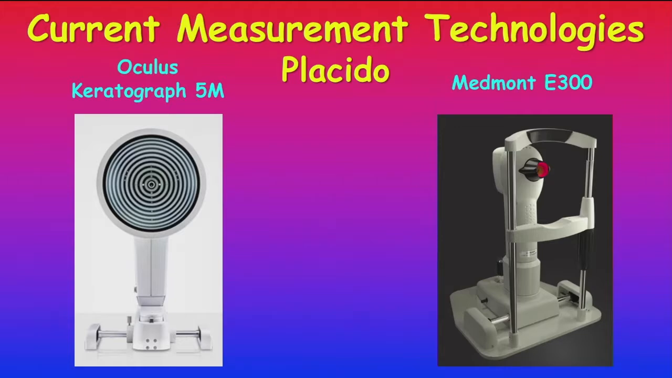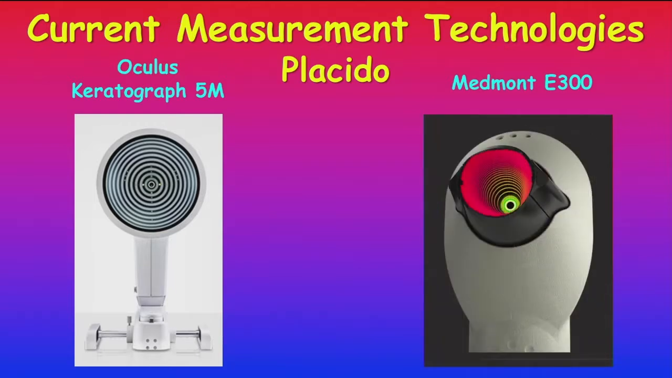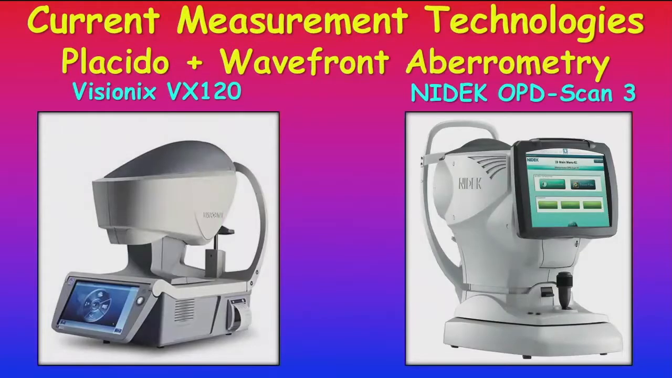Examples of the circular placido devices are shown here. The K5M from Oculus is one example of the large disc placido, whereas the MedMont is one example of the cone-shaped placido disc that fits nicely inside the socket and is apt to give you a broader coverage of the corneal topography.